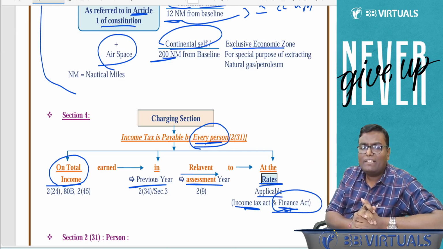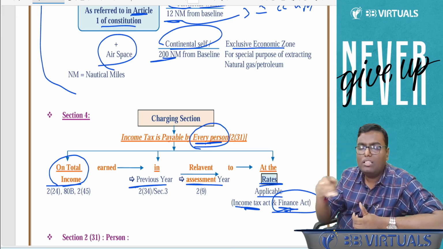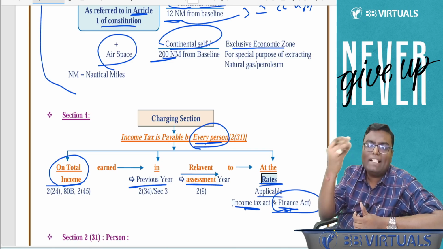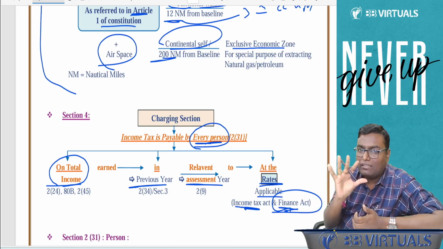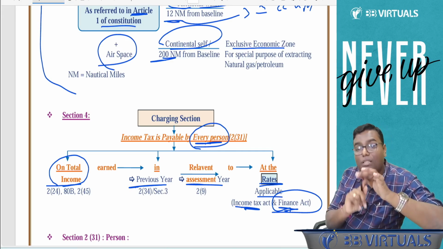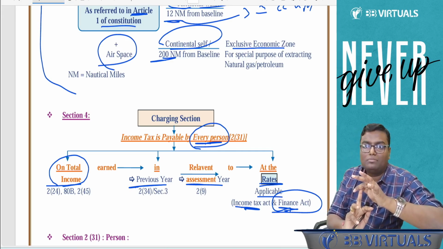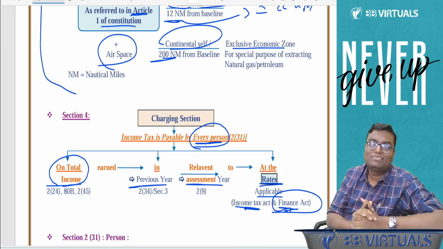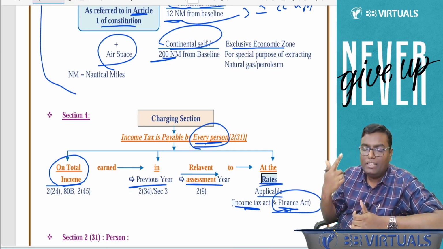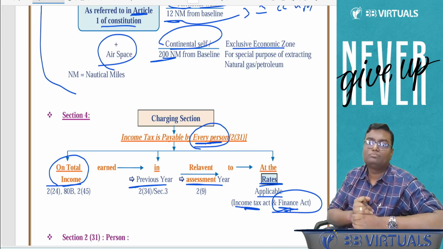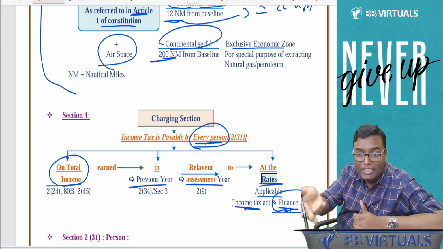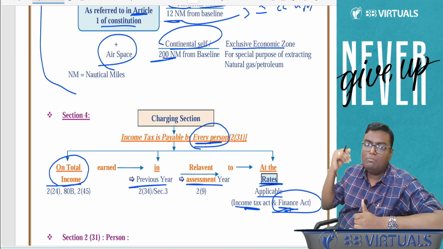Okay, so tell me, what is the charging section? Income tax is payable by every person on his total income earned in the previous year relevant to the assessment year at the rates applicable. So basically there are 5 words in this charging section: person, income, previous year, assessment year, rates of taxes. And these 5 words we are going to understand one by one, what is the meaning of person, what is the meaning of income, all that, from now onwards.